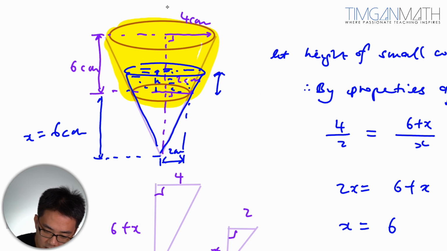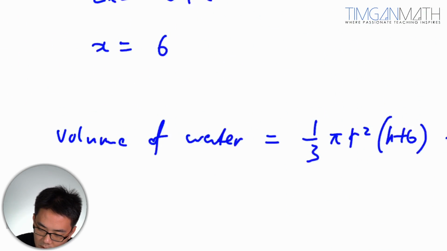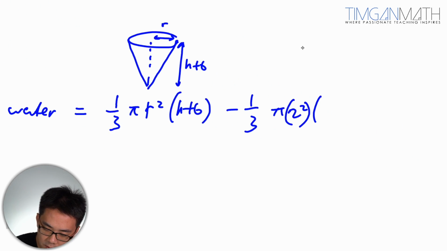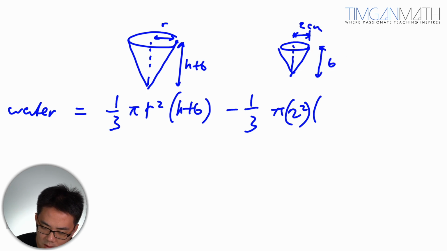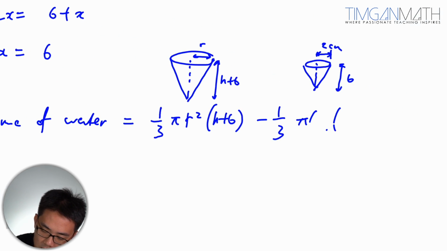I let the radius of the water level here be r. So the big cone here is actually r, and the height here will be h plus 6. Okay, minus the small cone here, which is actually just 2, and the height is actually just 6, I believe. Yeah, 6. Okay, great. So there you go.